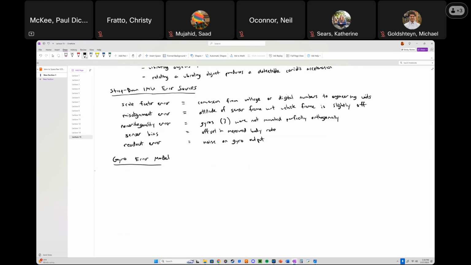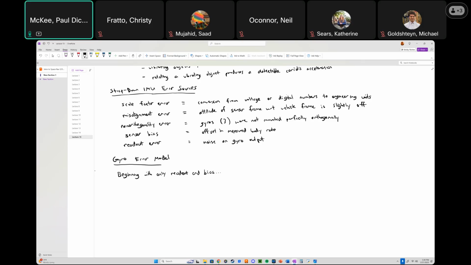Okay. Beginning with only readout and bias. So our simplest error model is just going to assume there's no scale factor error, there's no misalignment error, there's no non-orthogonality error. This is, you can get this to fly. It would be nice if we were a little bit more thorough, but this is a good starter point.